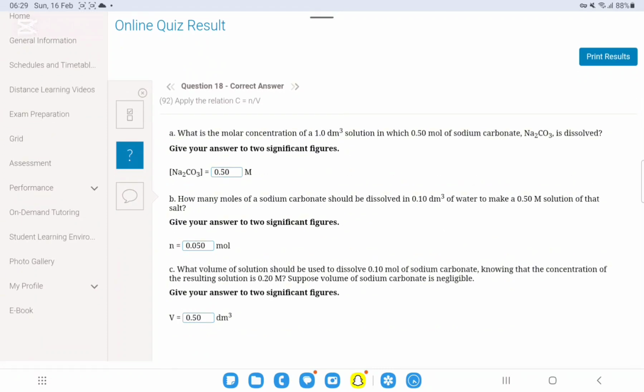What is the molar concentration of 1 decimeter cubed solution in which 0.5 moles of sodium carbonate Na2CO3 is dissolved? So C equals n over V. n is 0.5, V is 1. You put it in your calculator. 0.5 divided by 1.